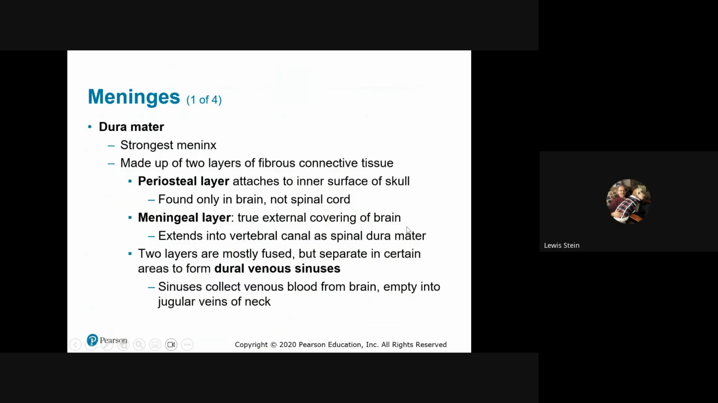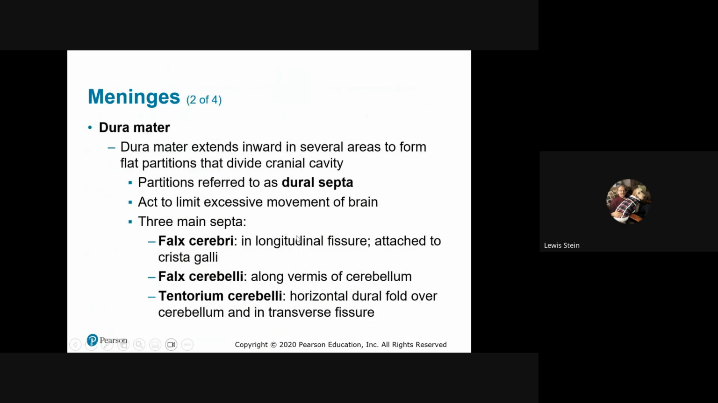Meningeal layer on the brain itself extends all the way into the vertebral canal, has spinal dura. So, I mean, that's a big distinction. Don't forget that. And the layers are mostly together, but when they open, there are these venous sinuses that collect venous blood from the brain and empty into the jugular vein. It's important. Just septa that divide. These are the septa, and they have fancy names you don't have to know.